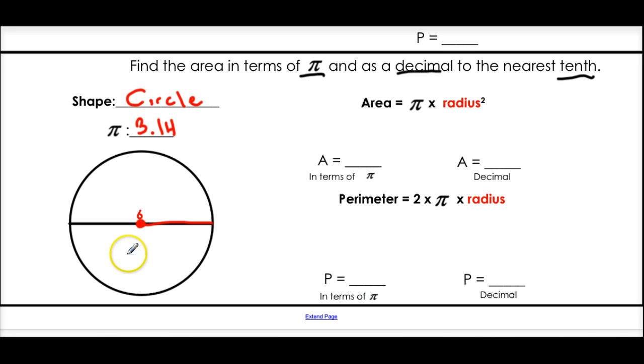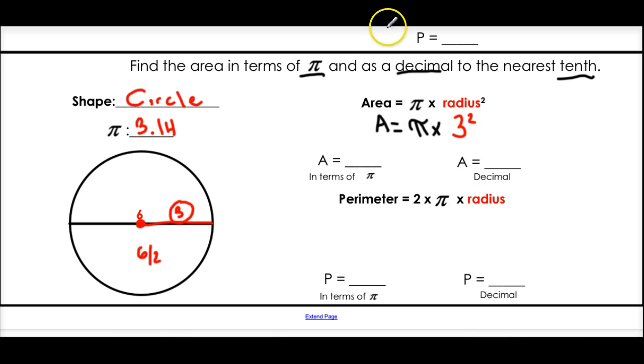So what are we going to do? We have to divide 6 by 2. If we know the diameter, we have to divide that in half, and we get the radius is equal to 3. Right? Half the diameter is the radius, which is 3. So now we plug that into our formula. So we just say area is equal to pi times 3, which is our radius, squared.